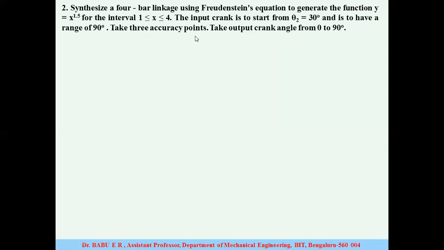In the previous problem, the angles were directly given, so we directly substituted. But here, the output crank always depends upon the input by a certain function, that is y equals x to the power of 1.5, where the value of x varies between 1 to 4. And the input crank angle is also given: at the start it is 30 degrees and the range is 90 degrees. The output crank angle is given as 0 to 90 degrees. So this is the given data. Let us solve this problem. So go to the solution.